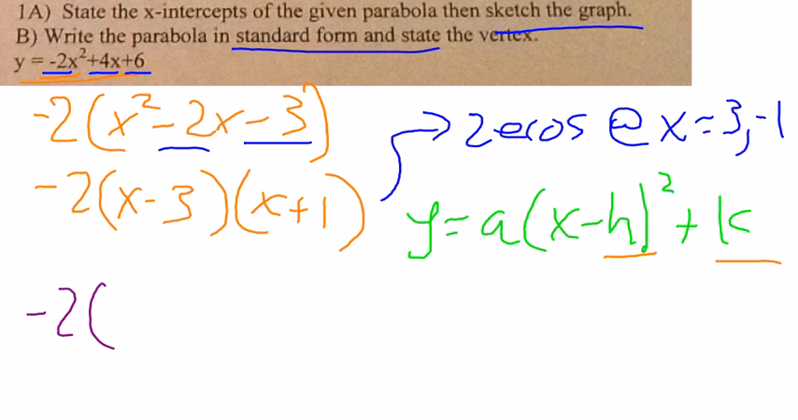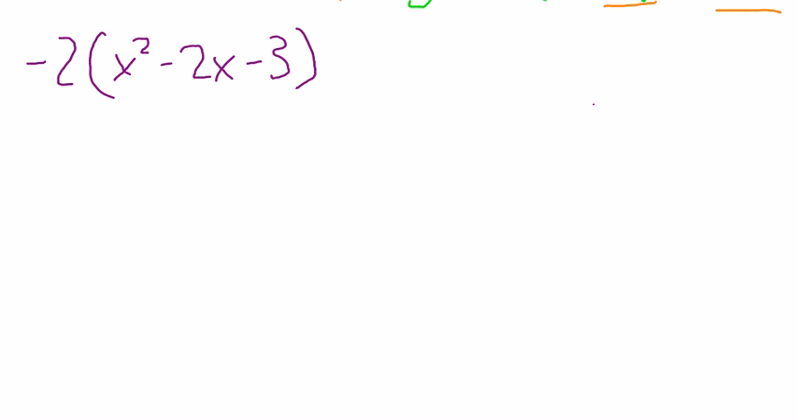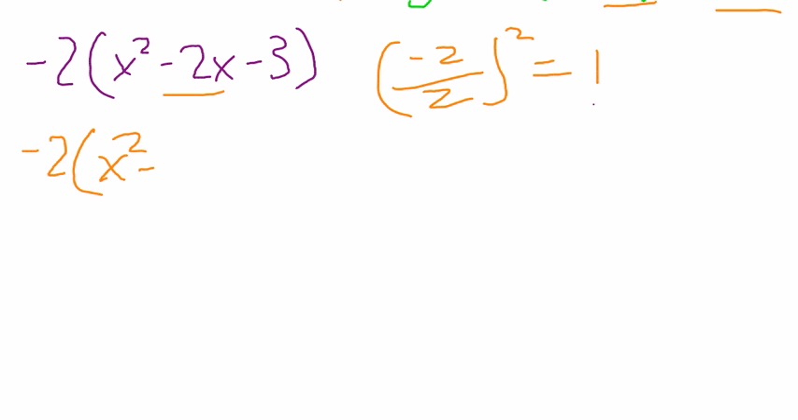Negative 2. I'm going to keep that negative 2 factored out because even when you're completing the square, your best bet is to do it when you have a leading coefficient of 1 on your x squared term. So keep that negative 2 factored out. I have x squared minus 2x minus 3. I want to complete the square on that. So what I have to do is look at my x term. I want to take half of the coefficient on my x term. So negative 2 over 2. I want to square it, which is going to give me, negative 2 over 2 is, well, negative 1 really. Negative 1 squared is 1. So all I do is I rewrite it. Negative 2 times x squared minus 2x plus 1 minus 1 minus 3.